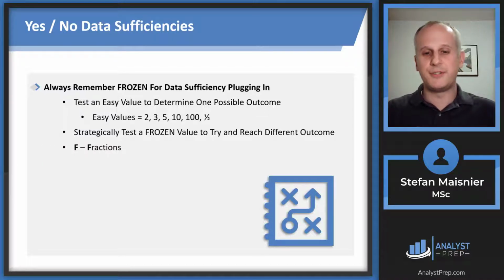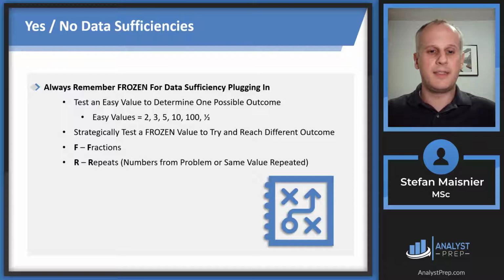So the F in FROZEN is going to stand for fractions. You don't want to assume that every number, every plug-in value must be an integer. Remember that fractions are possibly viable. Then the R in FROZEN is probably the least mathematically related piece of FROZEN. It's just conceptually the idea of repeats. So like we said in the prior slide, the idea of minimizing the amount of testing that you have to do for the statements. So possibly the same value repeated, and definitely possibly numbers from the problem, because they're going to have unique impacts. So if we're told about 6 as being part of the problem, maybe we want to plug in 6 if there's a variable, because it may have unique impacts on the outcome.